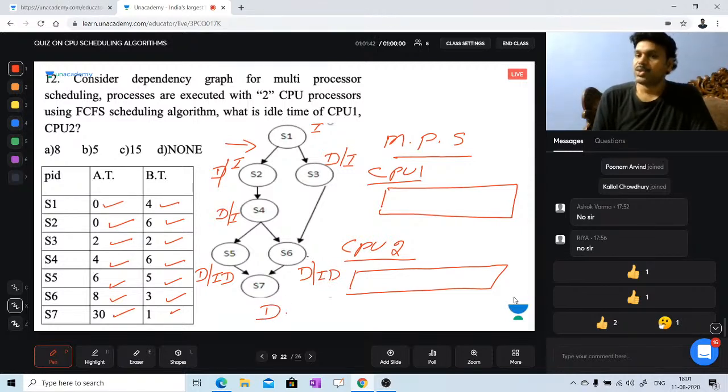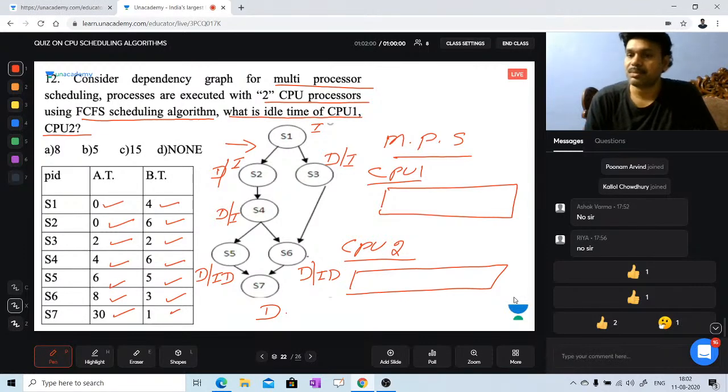Using this flow diagram, he is asking to use the FCFS scheduling algorithm, and the processes get executed on two processors because we are using a multi-processor system. He is asking what is the idle time of CPU 1 or CPU 2. Just to start your work, this question is very similar to the last one which I discussed in the YouTube session. So please execute. I will give 3 minutes.